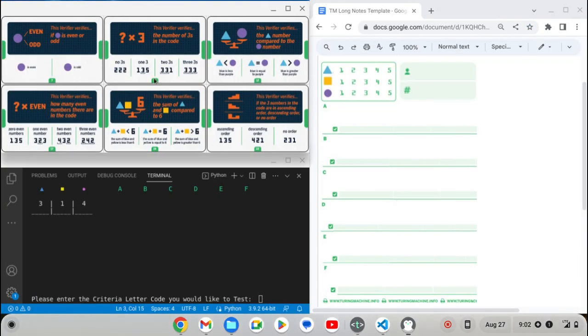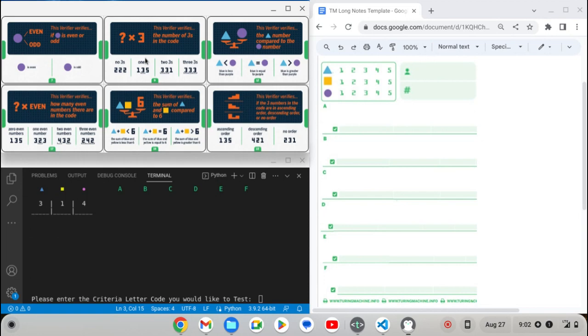So in the grid above, we've got our 6 criteria cards. On the top row, we've got criteria card A, criteria card B, and criteria card C. On the bottom row, we've got criteria card D, criteria card E, and finally criteria card F. Criteria card A looks at our last digit, the circle digit, and will let us know whether its value is an even digit or an odd digit.